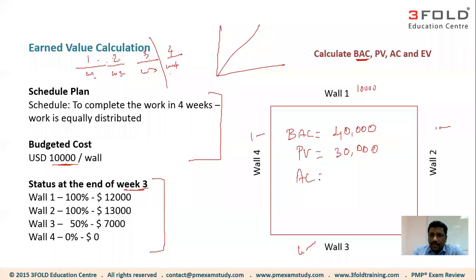And what I'm interested to know is what is the actual cost. The actual cost is the actual money you spend, which should be available in your project, which is this. That is 20,000, 30,000, and 32,000. Okay. All right.